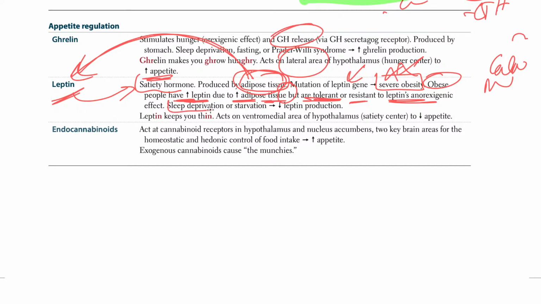Sleep deprivation or starvation causes decreased leptin production. In another way, this is the opposite. Sleep deprivation and starvation were causing an increase in ghrelin production, which makes you grow hungry. Here, sleep deprivation or starvation is causing decreased leptin production. Leptin keeps you thin. Leptin acts on the VM, the ventromedial area of the hypothalamus, which is the satiety center, to decrease appetite. So VM and lateral.